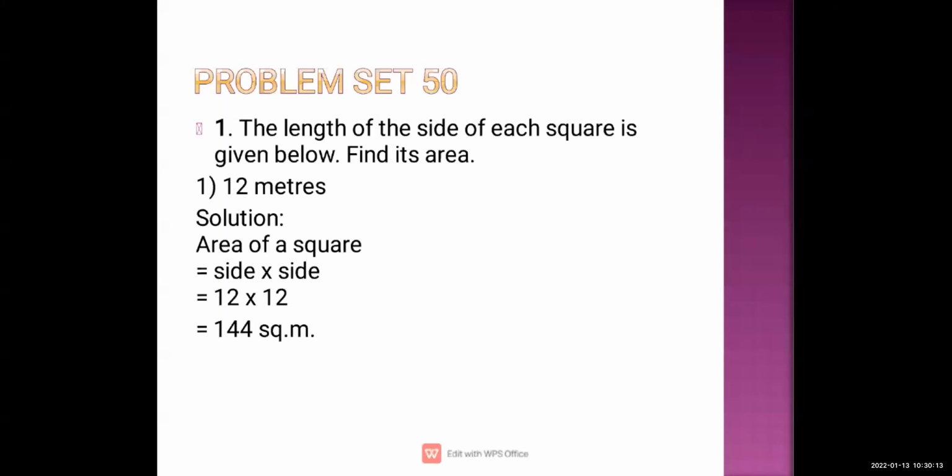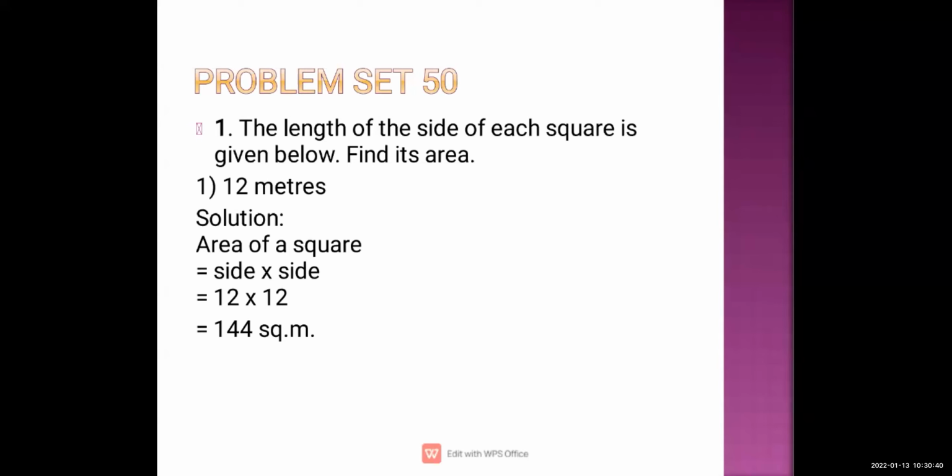Yes. Now problem set 50. Question number 1 is: the length of the side of each square is given below. Find its area. Here what is given? The side is given, and you have to find out the area. So the first one is given as 12 meter.